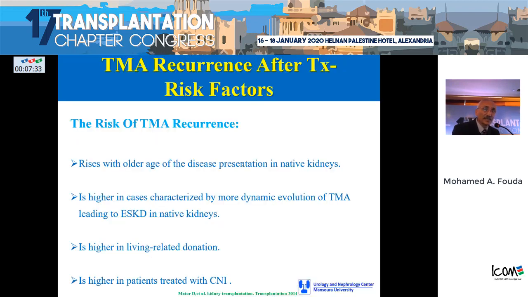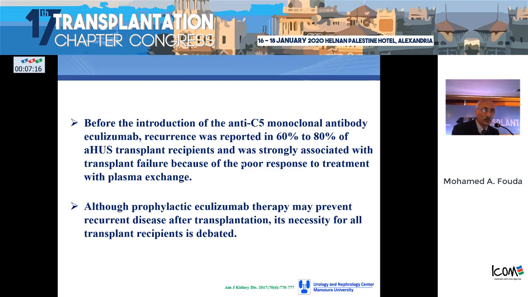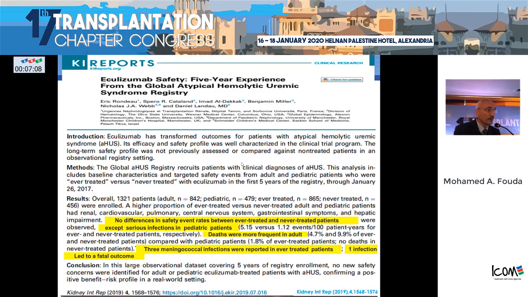Low risk, there is no need for prophylaxis. Again, clinically, the risk of TMA recurrence is higher with older age of disease presentation in native kidneys, higher in cases characterized by more dynamic evolution of TMA leading to end-stage kidney disease, and higher in living-related donation and in patients treated with calcineurin inhibitor. Although prophylactic eculizumab therapy may prevent recurrent disease, its necessity for all transplant recipients is debated. And before assessing eculizumab, we have to assess its safety.